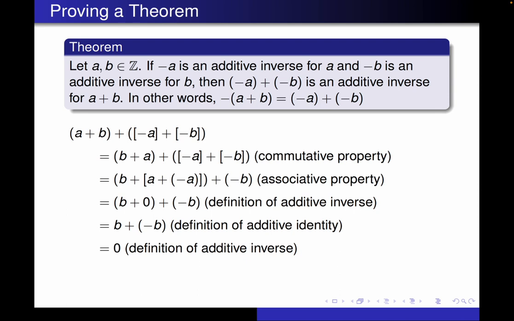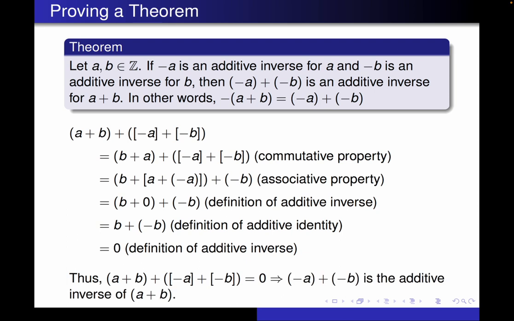So what have we just shown? We've just shown that a plus b plus negative a plus negative b equals 0. By definition, that means negative a plus negative b is the additive inverse of a plus b. And that completes our proof.